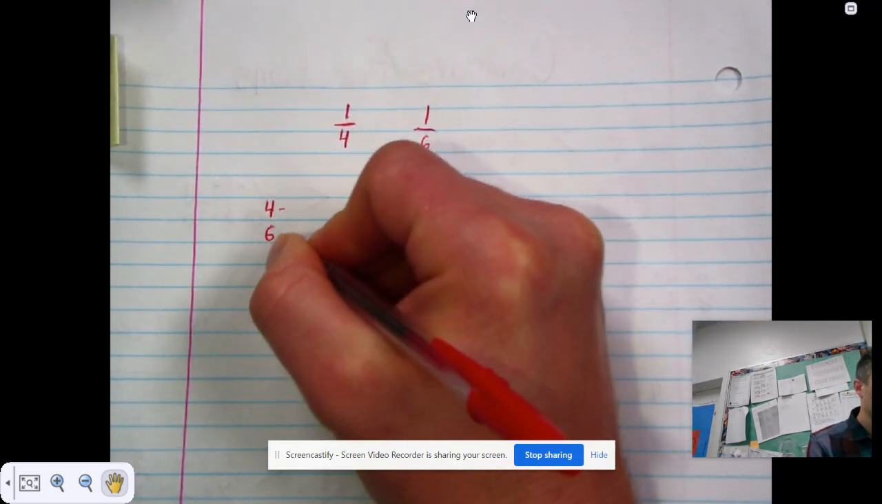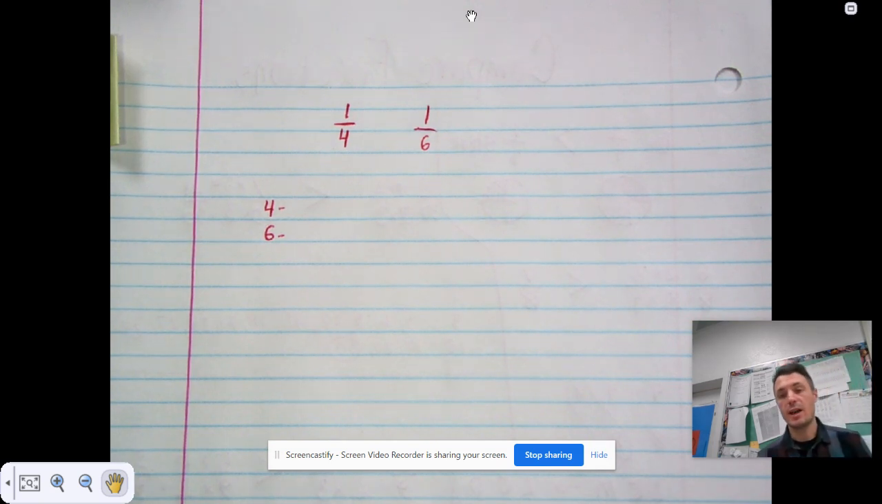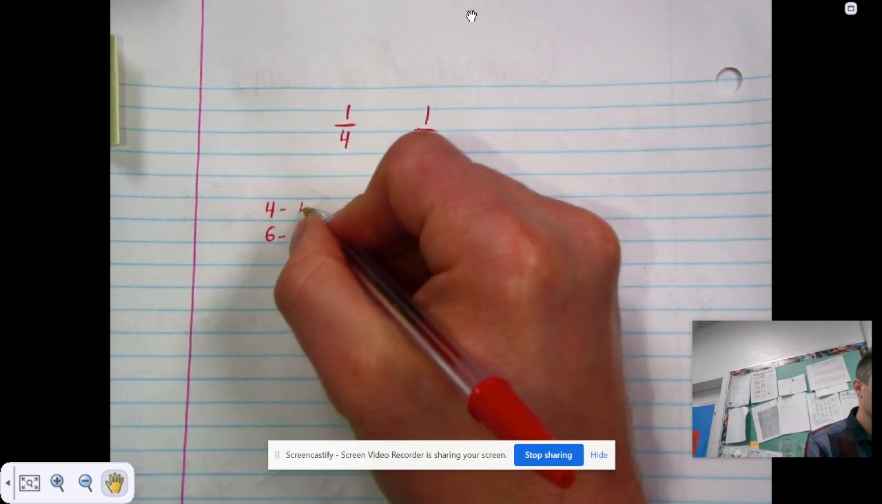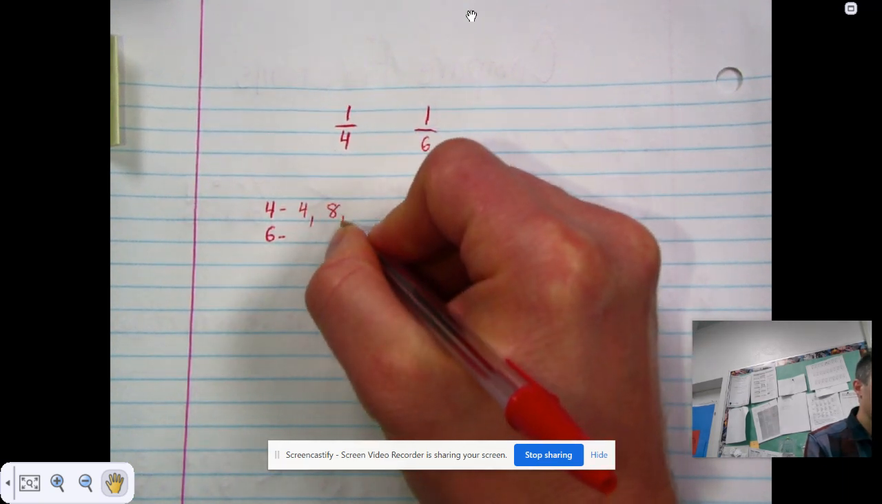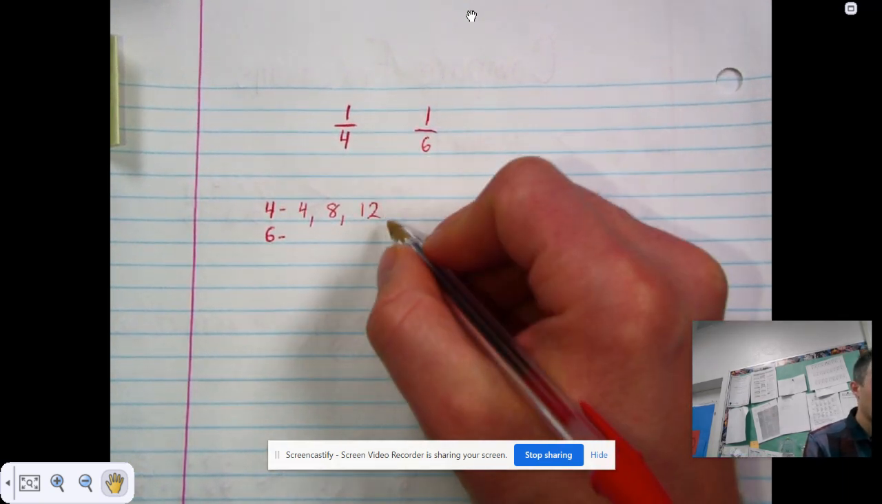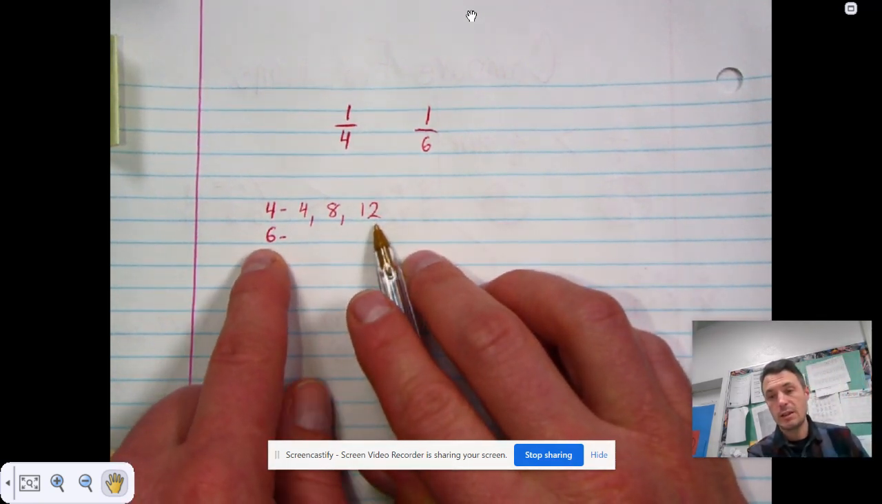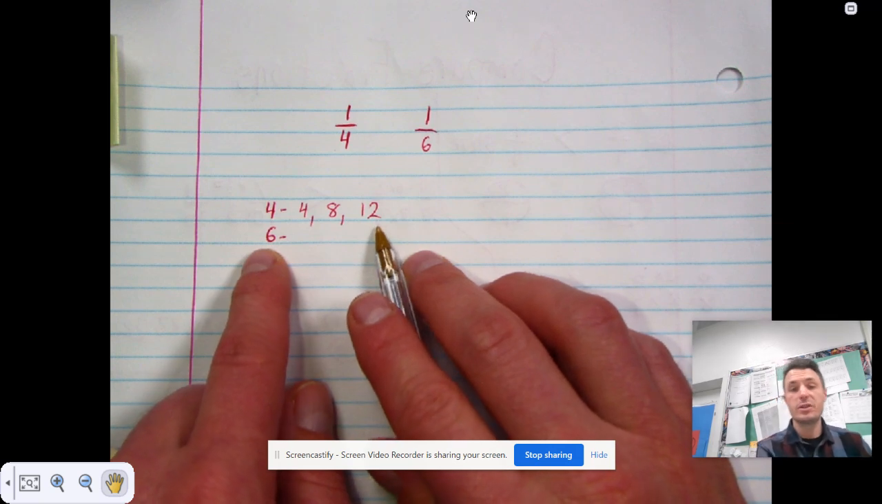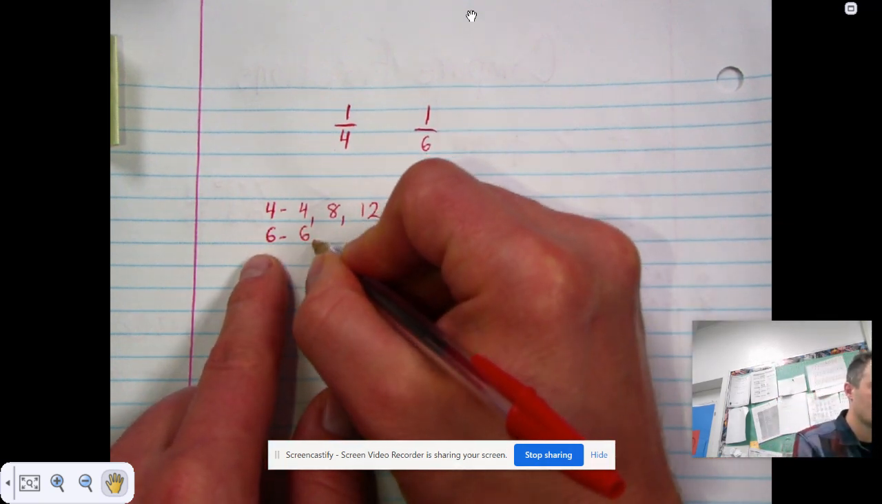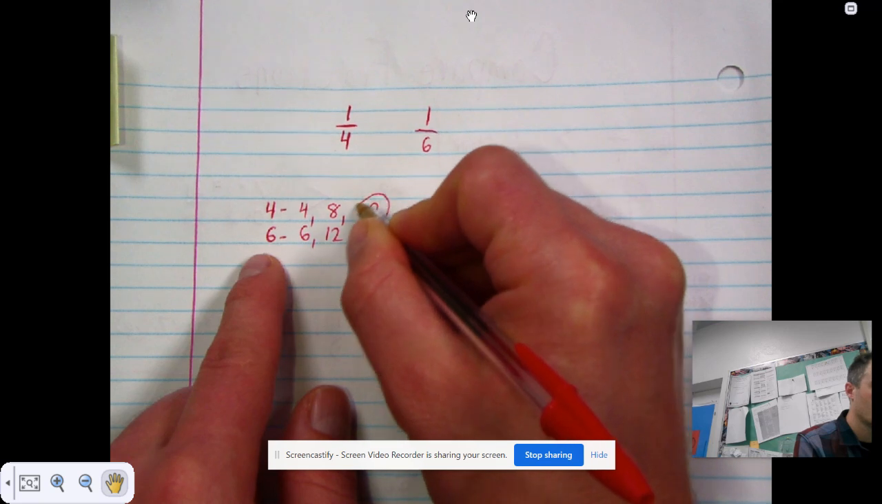Okay, so that just means we count by 4s and we count by 6s until we get the same number in both lists. 4, 8, 12. Now, a lot of you can see that 12 is going to be a multiple of 6, because if you count by 6s, 12 is the second number. So now we count by 6s, 6, 12. We don't need to go any farther.